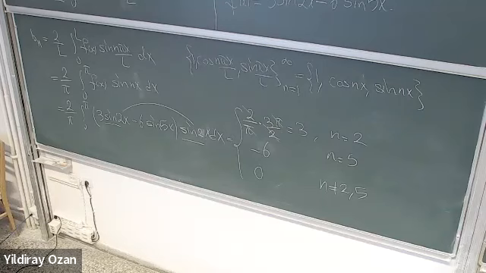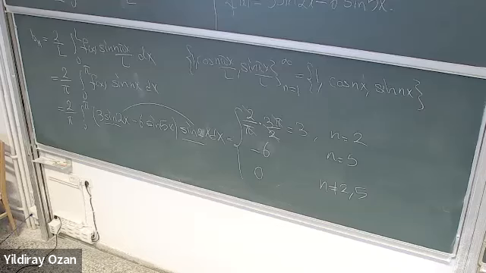minus the integral from 0 to pi, where we took the derivative of x, times minus 1 over n. Minus minus gives plus, cosine nx dx. The integral of cosine is sine, and evaluated at 0 and pi it will give us 0. So this integral won't give us anything. So only this integral.